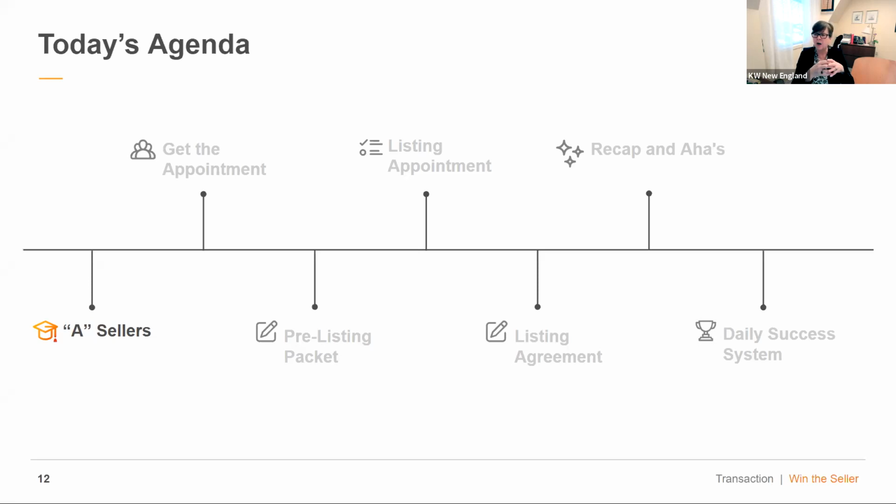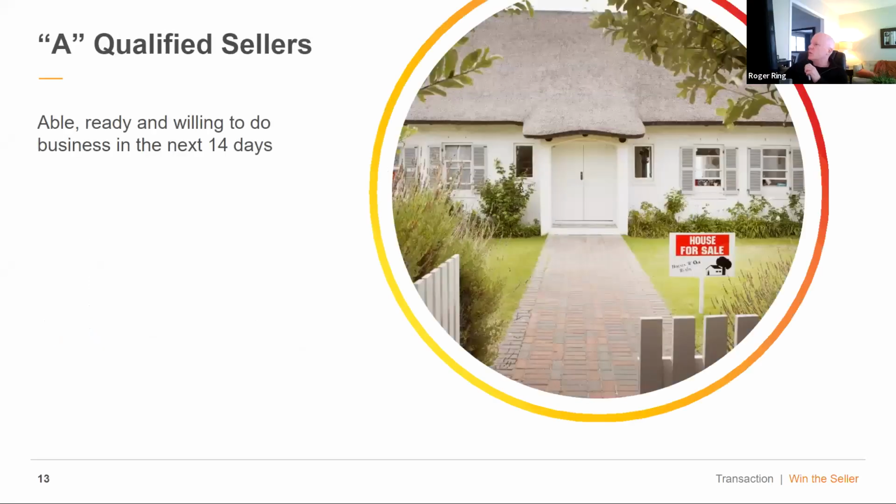So let's talk a little bit about A qualified sellers, right? A sellers. So does anybody understand what an A seller is and what we're referring to with respects to the A's, B's, and C's? No idea. Great question. Thank you for being honest, right? So anybody got any thoughts around what an A buyer might be, or B, and why we would categorize them as A's, B's, and C's?